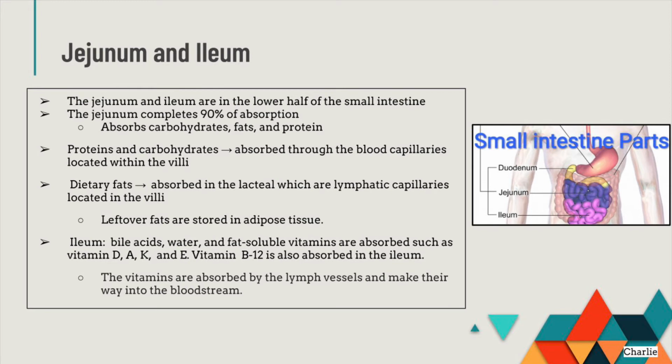In the ileum, bile acids, water, and fat-soluble vitamins are absorbed, such as vitamin D, A, K, and E. Vitamin B12 is also absorbed in the ileum. The vitamins are absorbed by the lymph vessels and make their way into the bloodstream. Vitamin K is especially important as it helps with blood clotting and helps heal wounds.